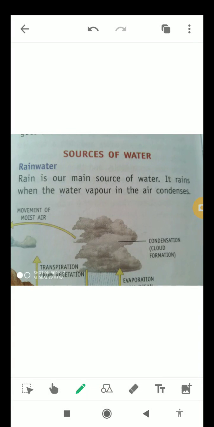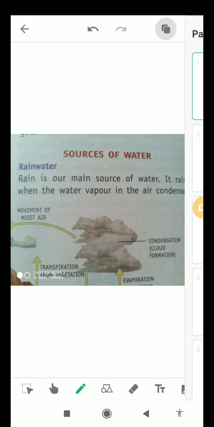Today in video number 43 I will tell you about sources of water. Okay students, so let's start with the first source of water, that is rainwater. The water which comes from the rain is known as rainwater, and it is a main source of water. It rains when the water vapor in the air condenses.